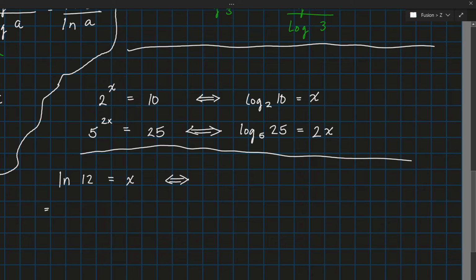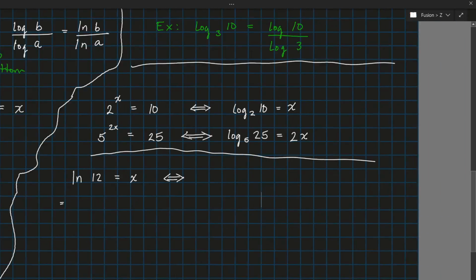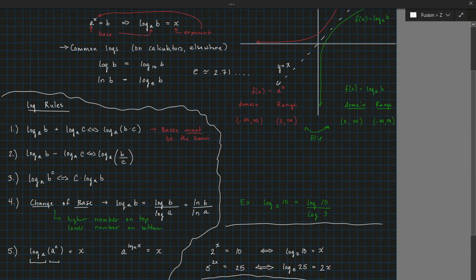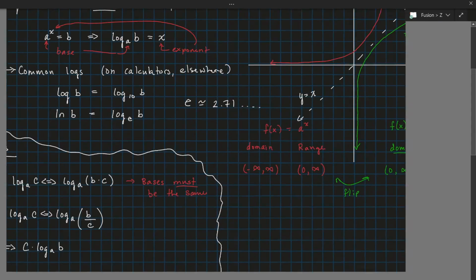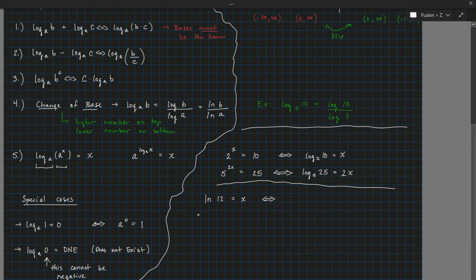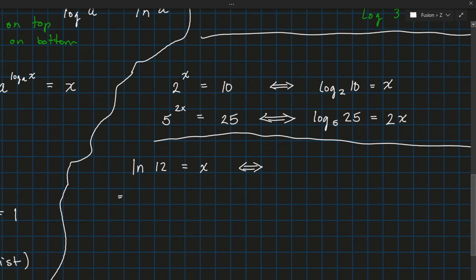ln is a special one. If it was 10, it would just be written as log, and there'd be no number. But ln is the other one. That one is base e. So yes, that's the base. So then e is our base.